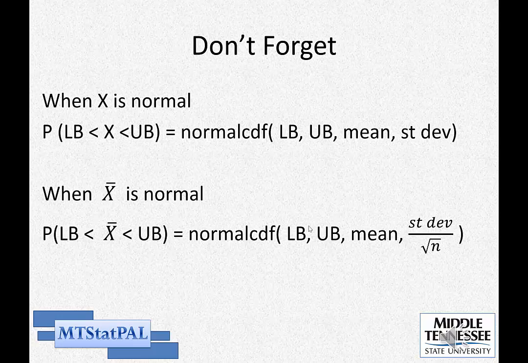So try to remember that when x is normal, the probability that x is between a lower bound and an upper bound is the normal CDF, lower bound, comma, upper bound, comma, mean, comma, standard deviation. And when x bar is normal, then the probability that x bar is between the lower bound and the upper bound is just the normal CDF with lower bound, comma, upper bound, comma, mean, but be sure to use the standard deviation divided by the square root of n.